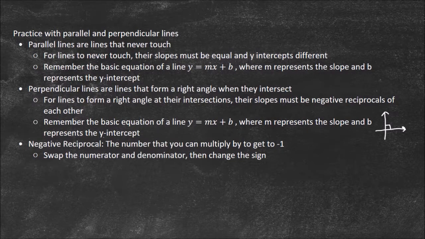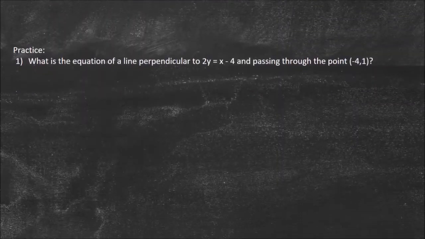The negative reciprocal is the number that you can multiply by to get to -1, like it says here. So for 3, the negative reciprocal would be -1/3, because 3 times -1/3 equals -1, and that's what I wanted. And the other way to do it, if you don't want to think about what do I need to multiply by to get to -1, you can think, okay, I need to swap the numerator and denominator and then change the sign, because this is 3/1. Swap numerator and denominator, change the sign, you get -1/3. So hopefully that's a good review, and now let's get right into the problems.